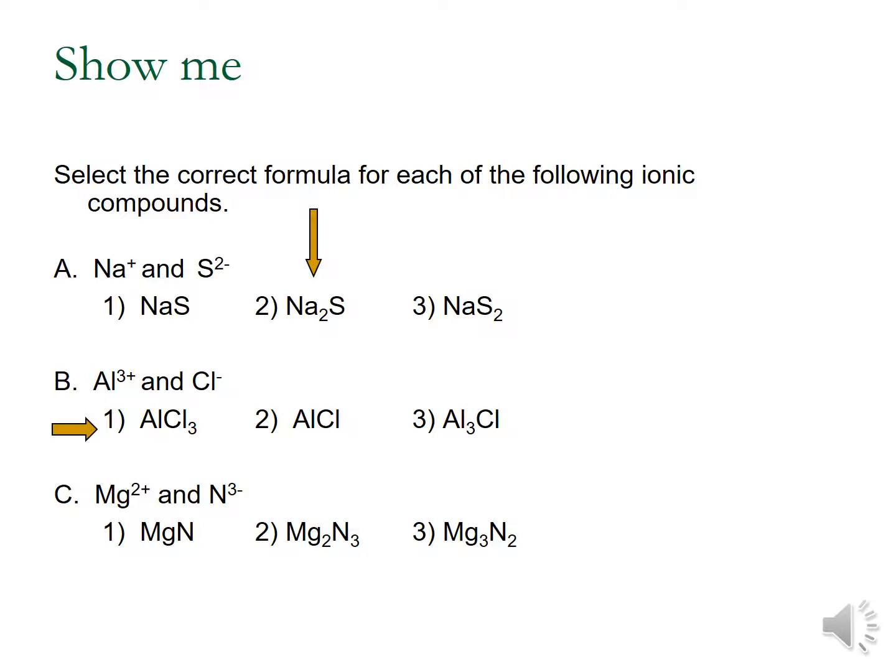Magnesium is +2 and nitride is -3. The least common multiple of 2 and 3 is 6. So that would be 3 +2s and 2 -3s, or Mg3N2.